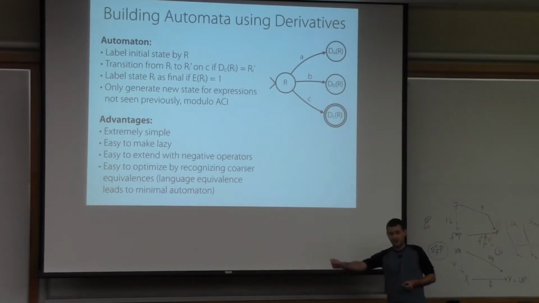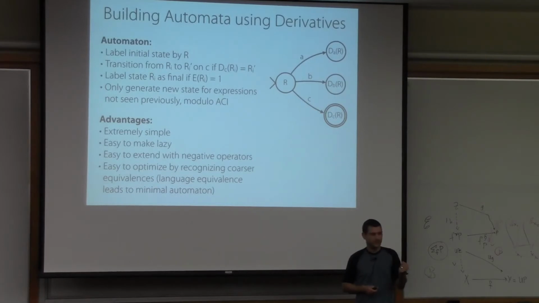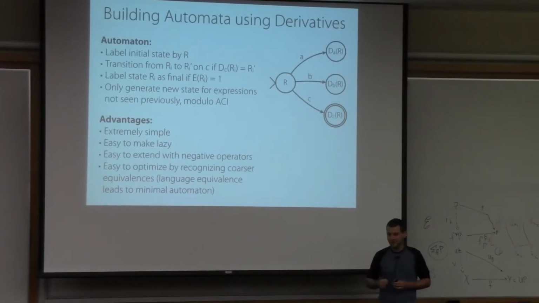And if you take this all the way to the limit, you work up to language equivalence. So you assume you have some oracle that will tell you if two regular expressions are equivalent, and you only generate a new state if it's truly different semantically than all other expressions that you've seen before. Then you actually get the minimal automaton. So it's easy to dial up and down the amount of optimization you do.